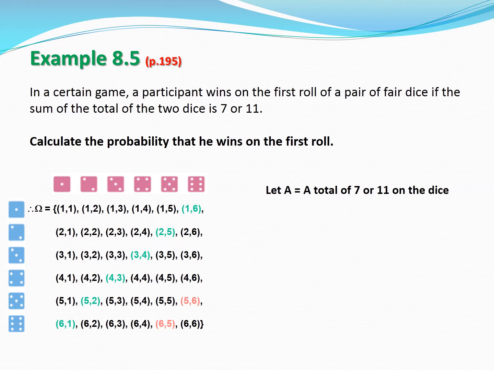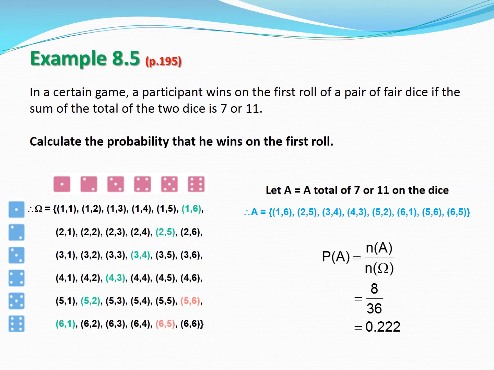If you look at the outcomes in event A then, all the ones in green will be the outcomes for a total of 7, and the outcomes in pink will be those for a total of 11. So you will have 8 possible outcomes in event A. Since there are 36 in the total sample space, that means that the probability that event A will occur will be 8 over 36, or 0.222.